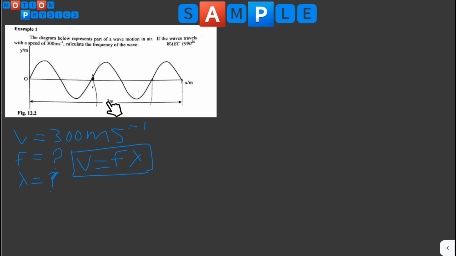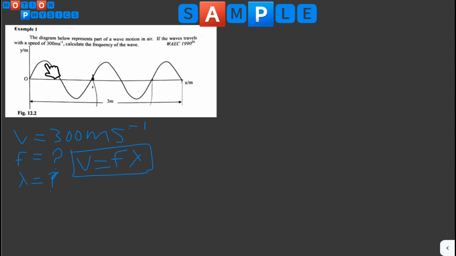Now note, this 3 meters here stands for the distance, while the loops here represent the wave. Now how do you know how to count the wave? The loop represents the number of wavelengths. I'll go again. The loop represents the number of wavelengths.